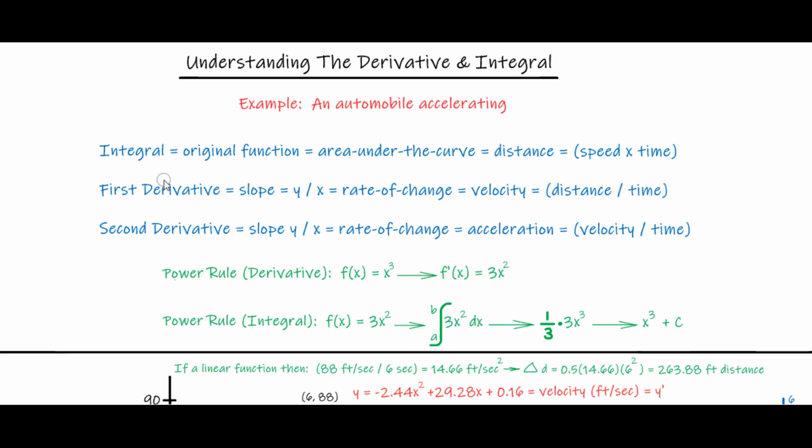If we go backwards from the first rate of change, slope, first derivative, or the distance over the time, this would lead us to the original function, which represents the area under the curve, and in this case it would be the distance attained by the car during its acceleration. Under the curve, the y multiplied times x.